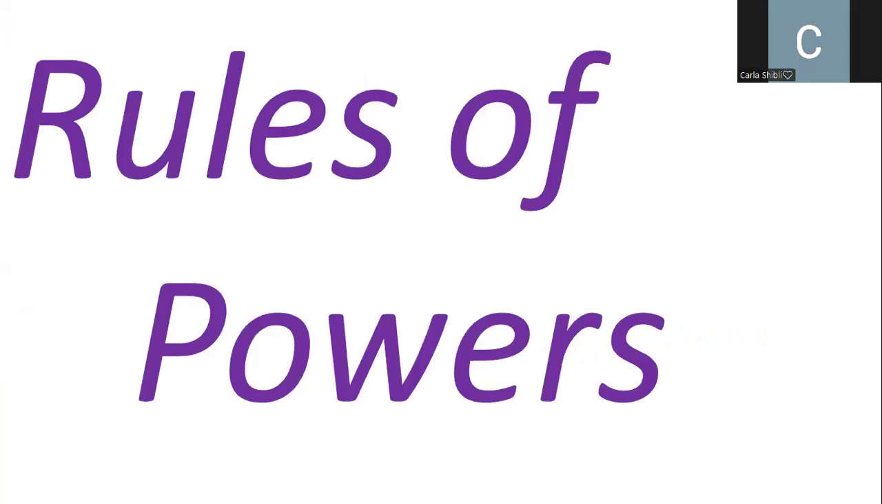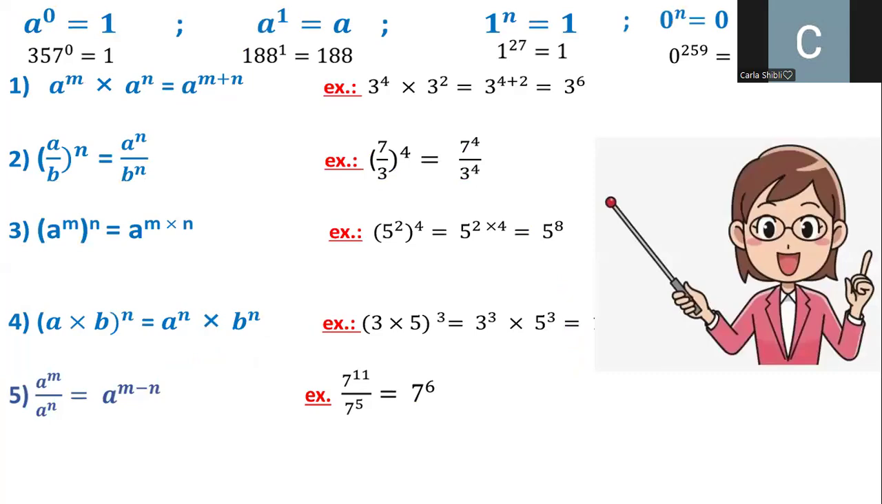The rules of powers. These rules are very important. These are new in our lesson that you haven't seen last year. First rule, we have a to the power 0 is equal to 1. What does this mean? This means that any number, when the exponent is 0, always my answer is 1. So whenever you see, for example, 357 to the power 0, any number to the power 0, always you write your answer as 1. So you should memorize this.